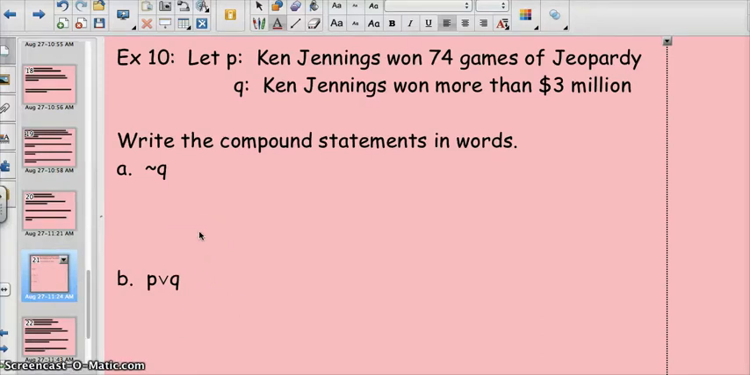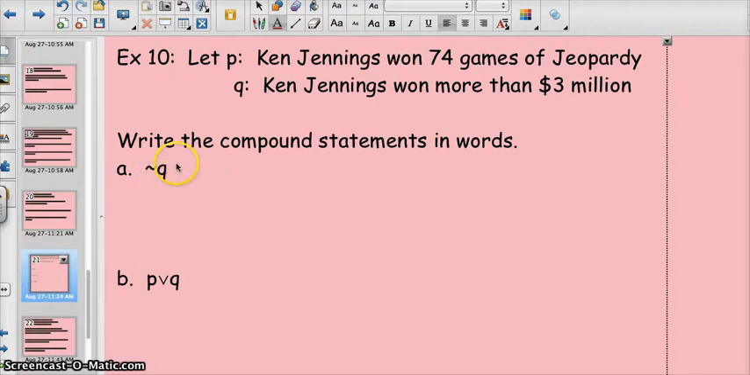Now, this is only 3 slides long, but each one takes a little bit, so just bear with me, please. Okay, so they're talking about a guy years ago who won a ton of money on Jeopardy, and this is actually true. He won 74 straight games of Jeopardy and won more than $3 million. But let's do it again, kind of with our logic. Okay, so here we go.